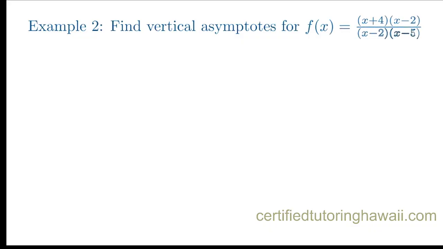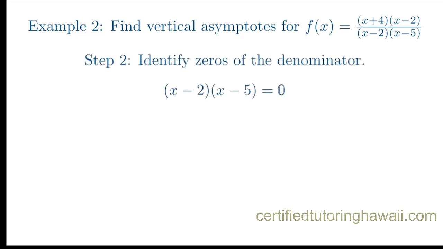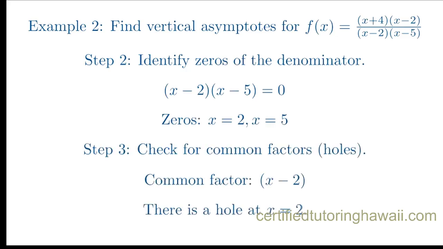Consider the function f of x equals the quantity x plus 4 times x minus 2 divided by x minus 2 times x minus 5. This one is already factored for us, so step 1 is complete. Let's move to step 2. The zeros of the denominator are found by setting each factor to 0. So x minus 2 equals 0 gives x equals 2, and x minus 5 equals 0 gives x equals 5. These are our potential asymptotes and holes. Now for step 3. Do we have any common factors? Yes, we have x minus 2 in both the numerator and the denominator. Because this is a common factor, there is a hole in the graph at x equals 2.